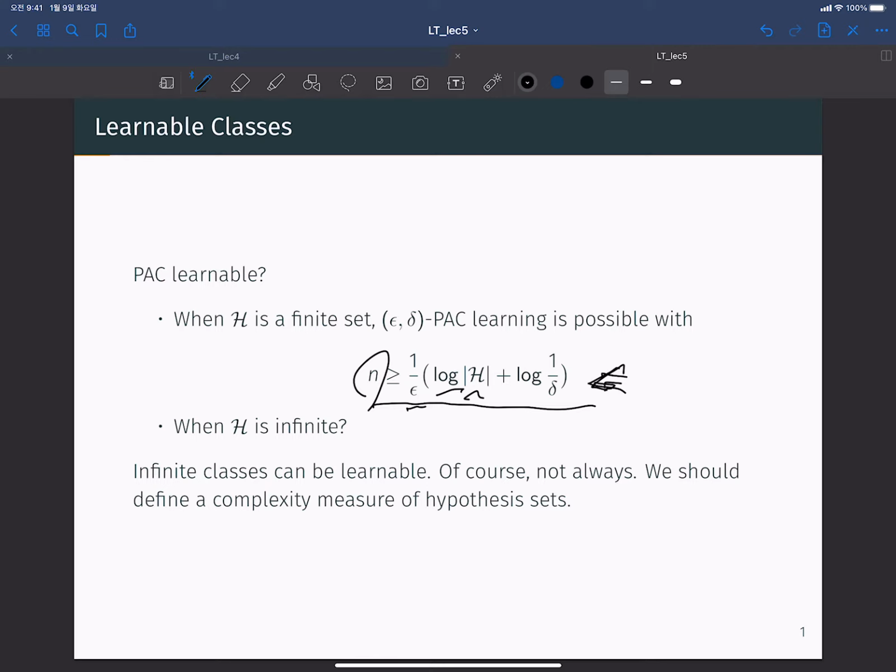But today we will discuss a little bit different story. Infinite classes can still be learnable. Of course, not always. So we should define some complexity measure of a hypothesis set, not just the number of hypotheses in your hypothesis set, but something else. This is the VC dimension.